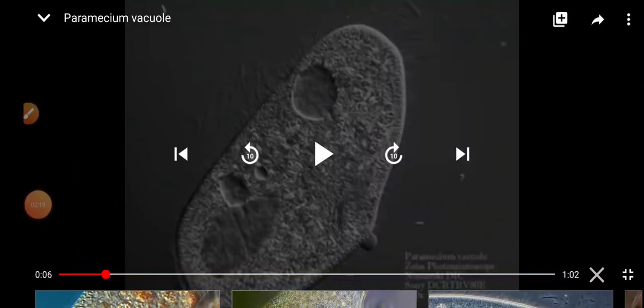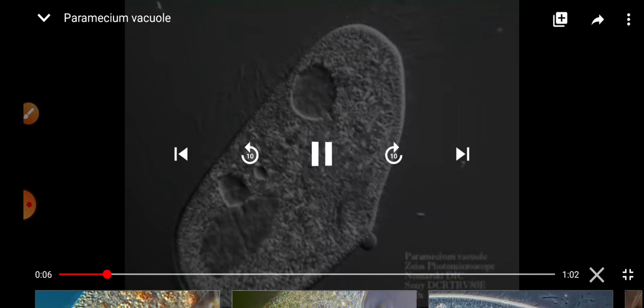Students, I have been telling you that vacuoles are present in plants, animals, as well as in unicellular organisms. In front of you, there is a paramecium, a unicellular organism. Let us observe how the contractile vacuoles behave inside the paramecium. Are you ready? Let's get started.